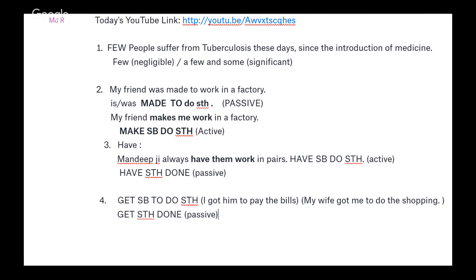Can you get the car cleaned? Now, she's not asking you, can you clean the car? She's not asking you. So, can you get the object comes first? Can you get the car?